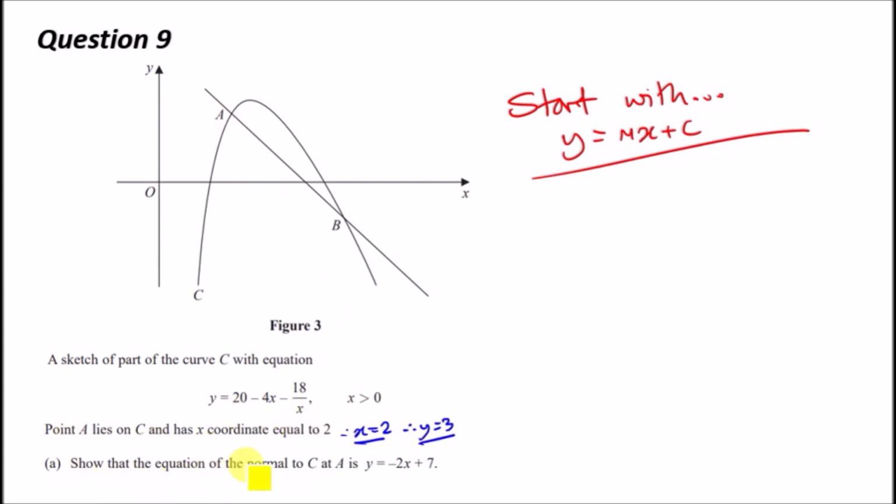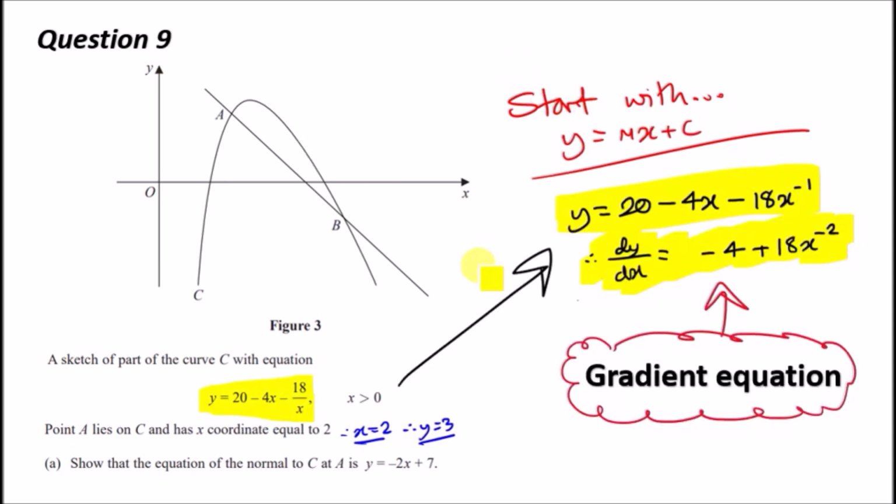Show that the equation of the normal to C at A is given as follows. Now this is a straight-up line equation, and when you have something like this, normals and tangents, always start with y equals mx plus c. So let's go ahead and see how I did it.